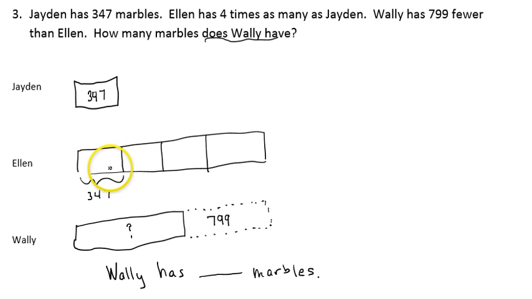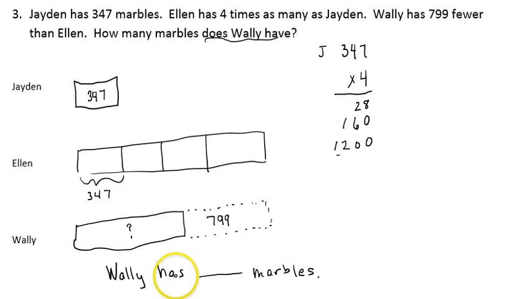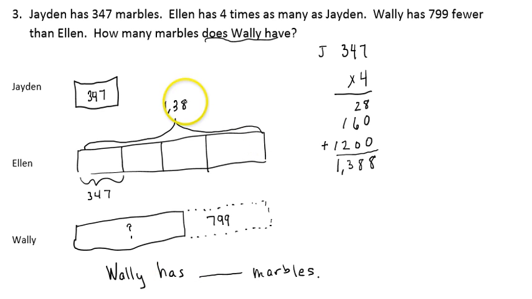Since Ellen has 4 times as many as Jaden, I can take 347, Jaden's amount, times 4 to get Ellen's amount. 4 times 7 is 28. 4 times 40 is 160. 4 times 300 is 1,200. I'll add my partial products. I get 8. 2 and 6 is 8. 3 and 1. So now I know that Ellen's total is 1,388.